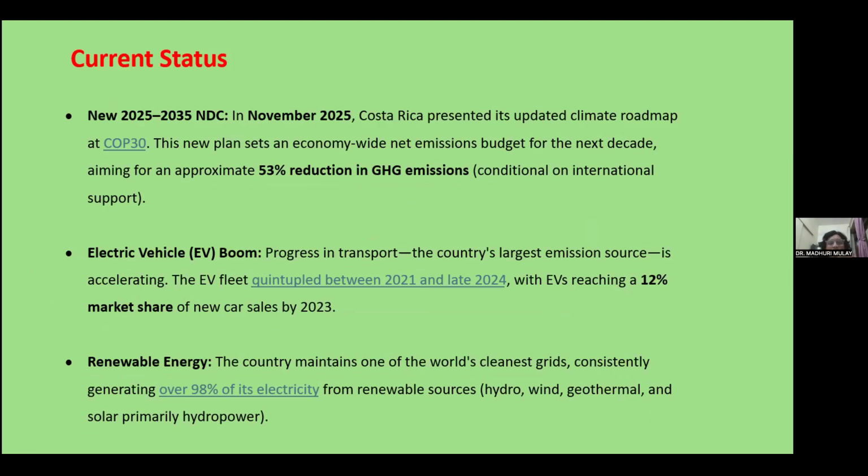Progress in transport, the country's largest emission source, is accelerating. The EV fleet expanded between 2021 and late 2024, with EVs reaching a 12% market share of new car sales by 2023. Renewable energy: the country maintains one of the world's cleanest grids, consistently generating over 98% of electricity from renewable sources like hydro, wind, geothermal, and solar.